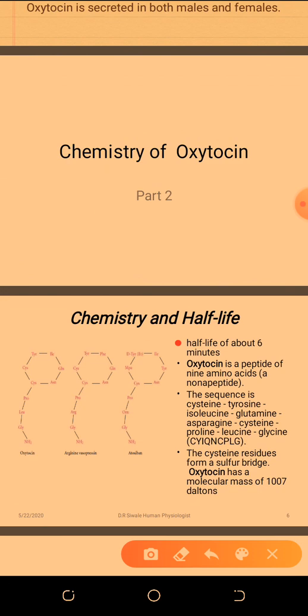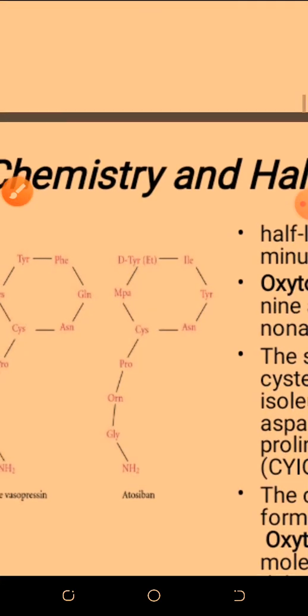And in terms of class, oxytocin is a peptide of 9 amino acids only. In the sequence of these amino acids, we have cysteine, which is a sulfur-containing amino acid, we have tyrosine, we have asparagine, another cysteine. These amino acids are held together by peptide bonds. The cysteine bridge forms a sulfur bridge. Oxytocin has a molecular mass of about 1007 daltons. So this is the oxytocin we are talking about.